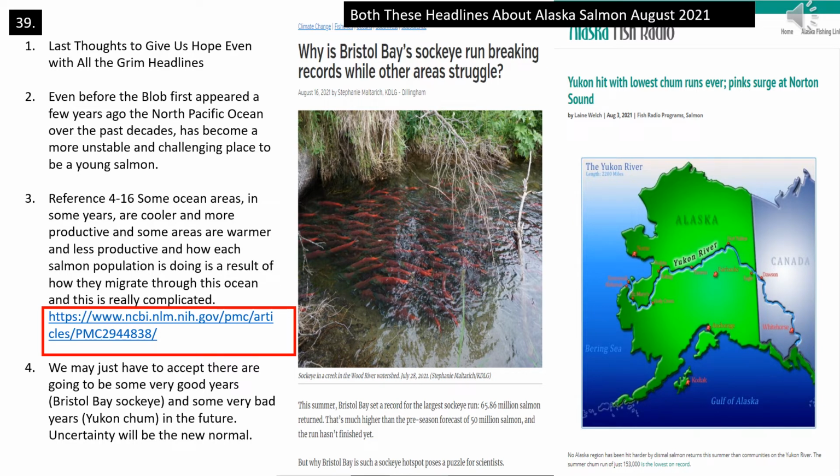The North Pacific has always had good decades and poor decades for salmon survival, but the blob was something special. And looking forward, there is a suggestion that the coming decades will be an even more unstable and challenging place to be a young salmon. So in the ocean areas, in some years, they'll be cooler and more productive, and some areas will be warmer and less productive. And how each salmon population is doing is a result of how they migrate through the ocean.